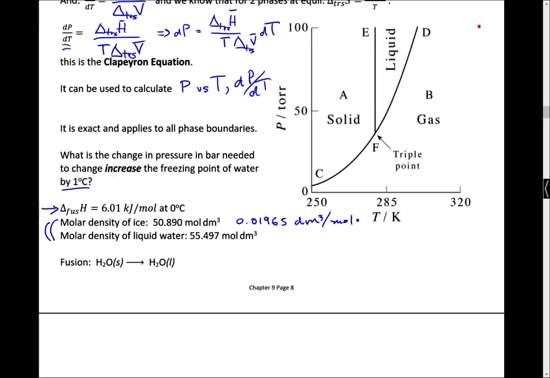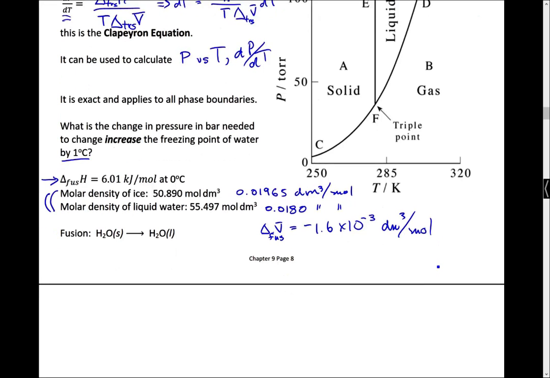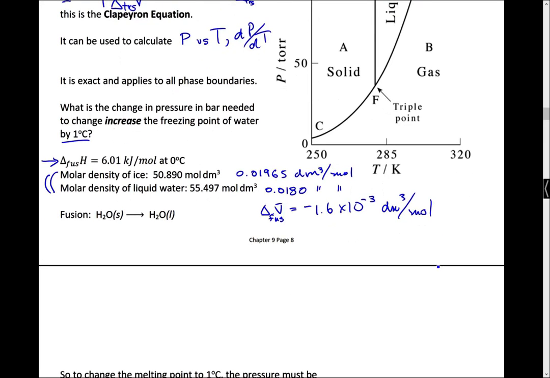All right, and if I do the same thing for liquid water, I end up with 0.0180 decimeters cubed per mole, right? Because I'm interested in knowing the difference between the molar volumes, I'm going to calculate that difference. And for this phase transition, ΔV, and this is fusion, is equal to minus 1.6 times 10 to the minus 3 decimeters cubed per mole, right? And as we've discussed previously, going from the solid to the liquid, we expect that kind of a change.